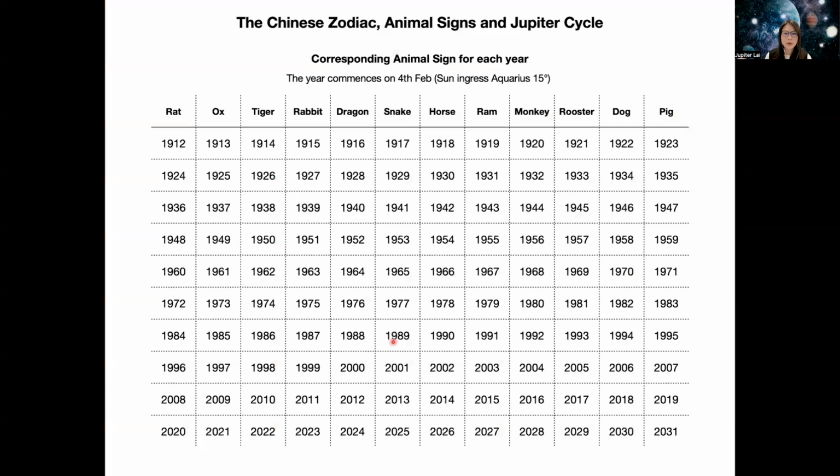And this table shows the birth year. You can check out your birth year and see which animal sign you are in. For example, if you were born in 1991, then you are a ram. Or if you were born in, say, 1965, then you are a snake. And this is a random table that you can easily get from Google or just from the internet.